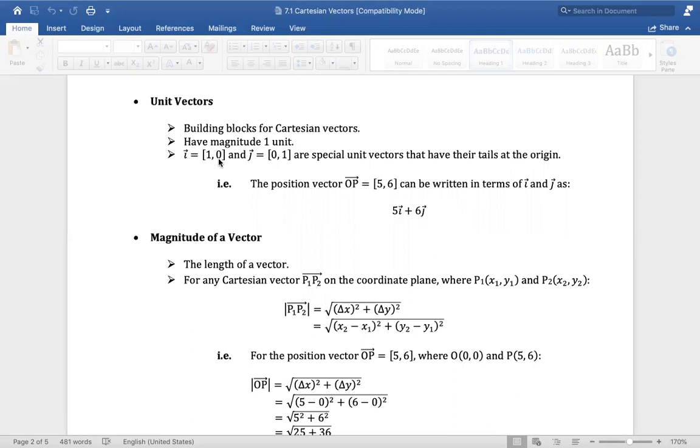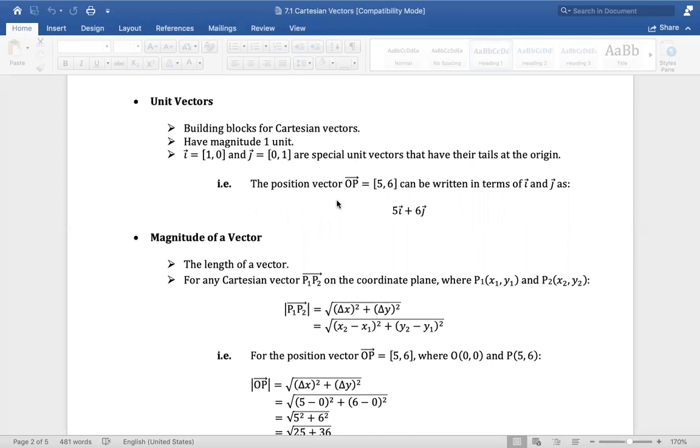It's not moving up or down. So it's just moving 1 to the right. So if I'm moving 1 to the right, then I'm moving horizontally, has a magnitude of 1, then that's my horizontal unit vector. Whereas vector j, right, has no horizontal movement at all, but it's moving 1 unit vertically up, then it's moving up 1 only, a magnitude of 1, then that would be my vertical unit vector then, right? So these are special unit vectors that have their tails at the origin.